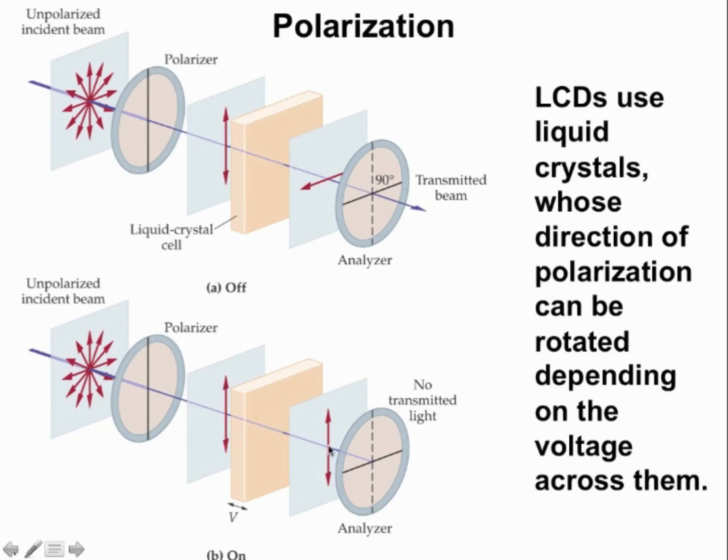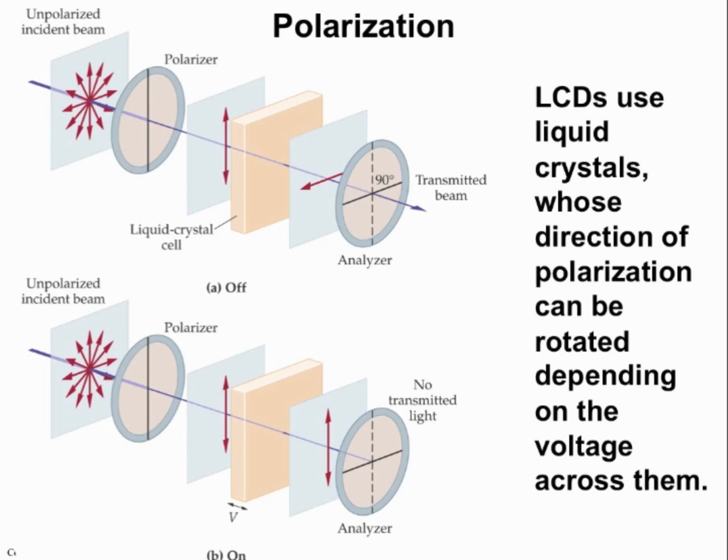And notice that vertically polarized light cannot pass through the horizontal analyzer. So ironically, when a voltage is passed through a liquid crystal, you're not getting any transmitted light. When it's off, you're getting transmitted light. Our intuition would kind of dictate the opposite, but this is the way it works.